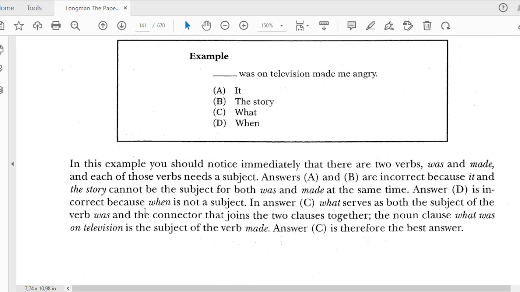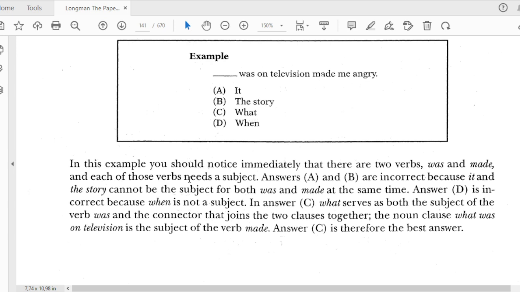An example: you should notice immediately that what was on the television made me angry. Each of those verbs needs a subject. Answers A and B are incorrect because it and the story cannot be the subject for both was and made at the same time. Answer D is incorrect because when is not a subject.